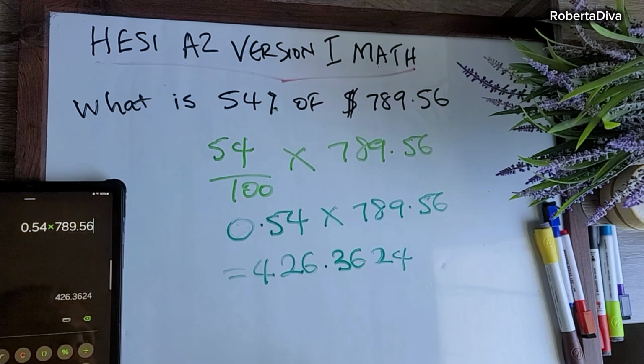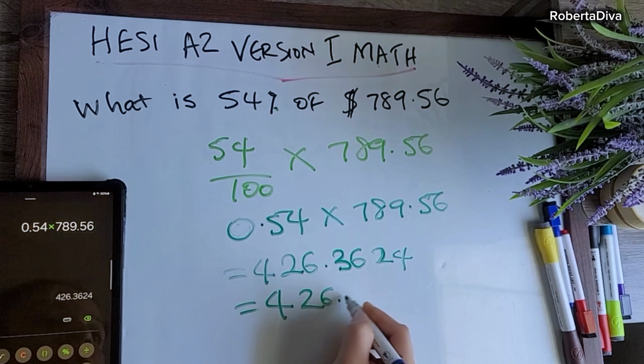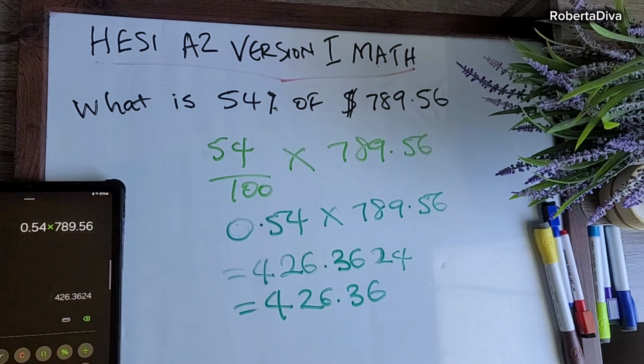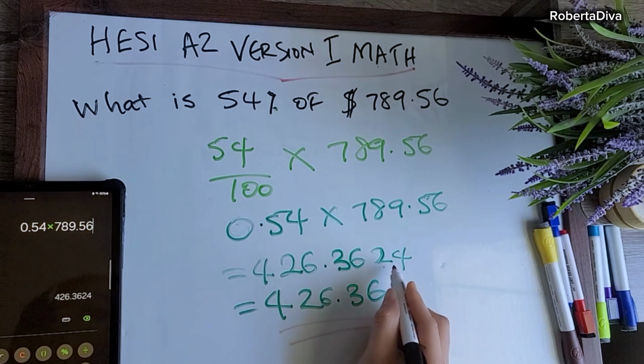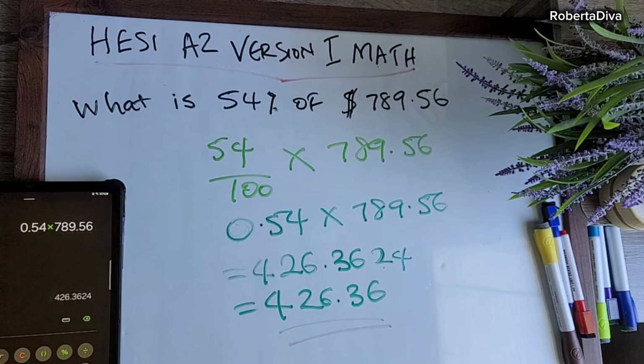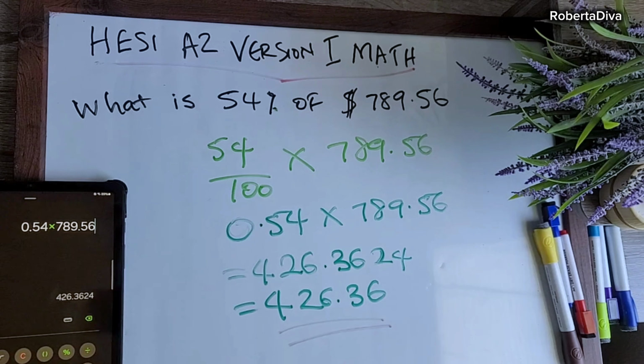Okay, we still go on with 426.3624. You can't approximate here, right? Because this digit is 2, it's not up to 5. If that is 5, the answer is supposed to be 426.37. But that is 2, it's not up to 5. So we can't approximate, alright?